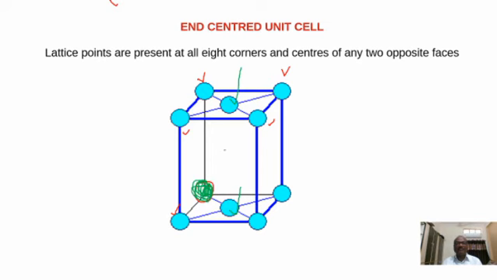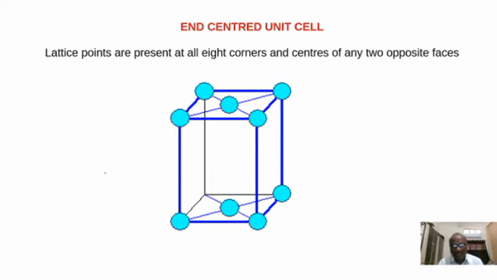Can you calculate the average number here? The average number will be equal to 8 corners means 8 into 1 by 8, 1. 2 centers of faces, 2 into 1 by 2, 1. So 1 plus 1, average number will be 2. So the average number of lattice points per unit cell will be equal to 2.